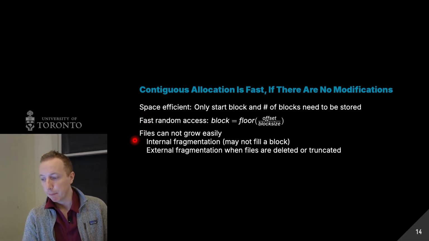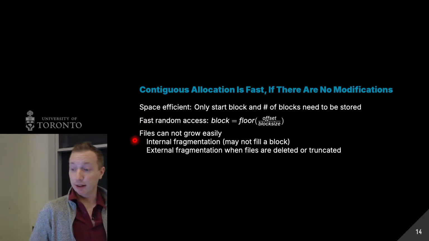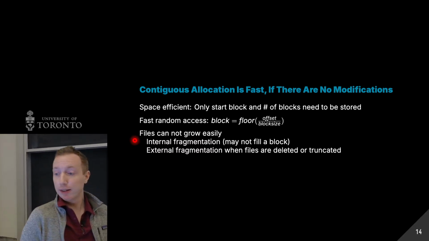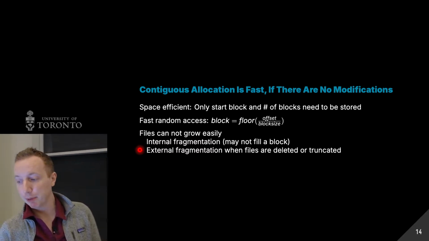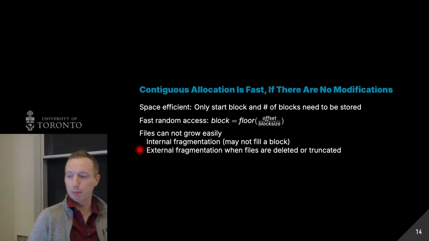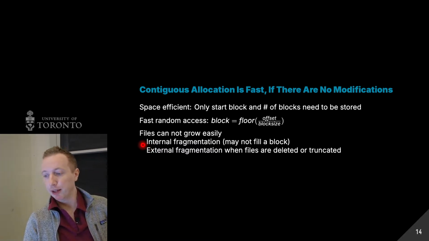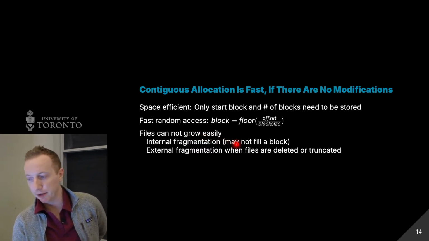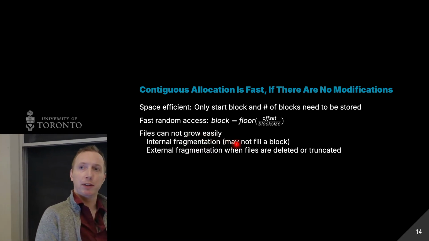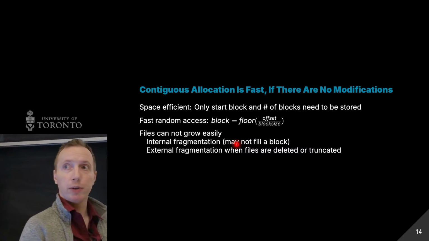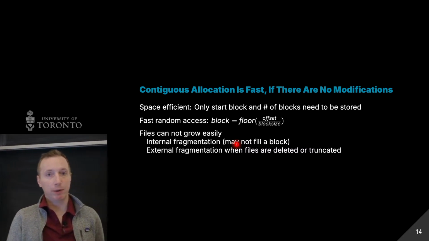The big drawback of this is files can't grow easily, and we get to talk about fragmentation now, which is basically wasted space. So there are 2 types of fragmentation. There's internal fragmentation. That means you may not actually fill a whole block. We're going to ignore that for now. We can't do anything with it in file systems.